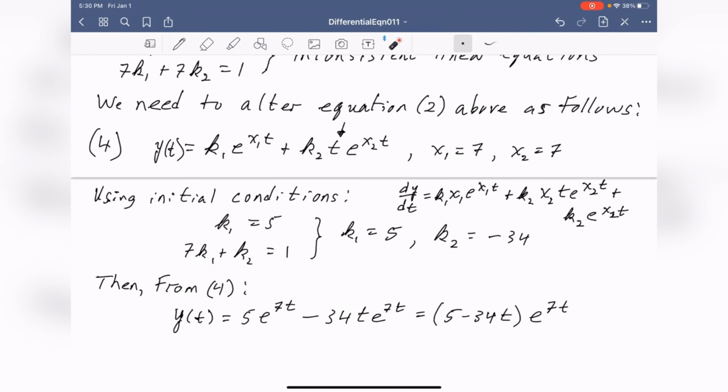Then from equation 4, our final solution to this problem is y equals 5 e to the 7t minus 34t times e to the 7t, which is equal to (5 minus 34t) multiplied by e to the 7t.